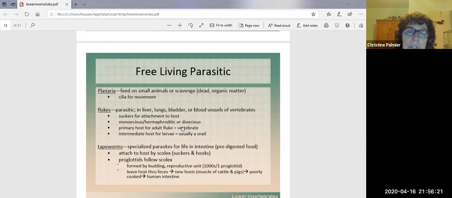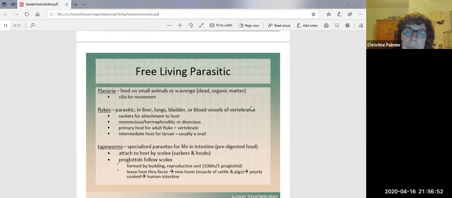Primary host for an adult fluke is a vertebrate, so that means they prefer to live inside of vertebrates, animals with backbones. But while they're waiting for the right host, they'll hang out in a snail. Not all snails. These are mostly aquatic snails. So some people that go unprotected and go fishing by standing in the body of water are more prone to get these parasites than those that wear the boots all the way up to their hips, or further.